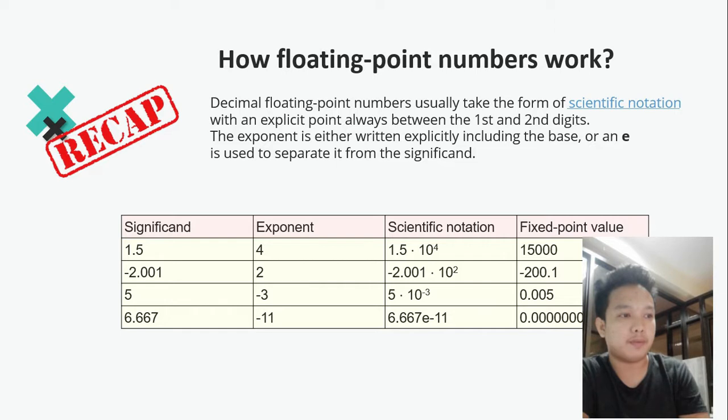The next is 5 with an exponent of negative 3, which has scientific notation of 5 by 10 raised to negative 3. And converting it to fixed point value will be equal to 0.005. And lastly, 6.667 with an exponent of negative 11, and then a scientific notation of 6.667e raised to negative 11 with a fixed point value equal to 0.00000000006667.